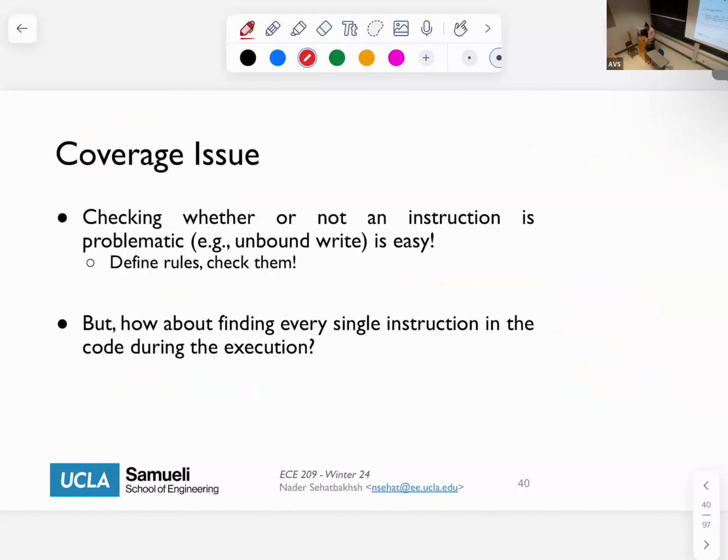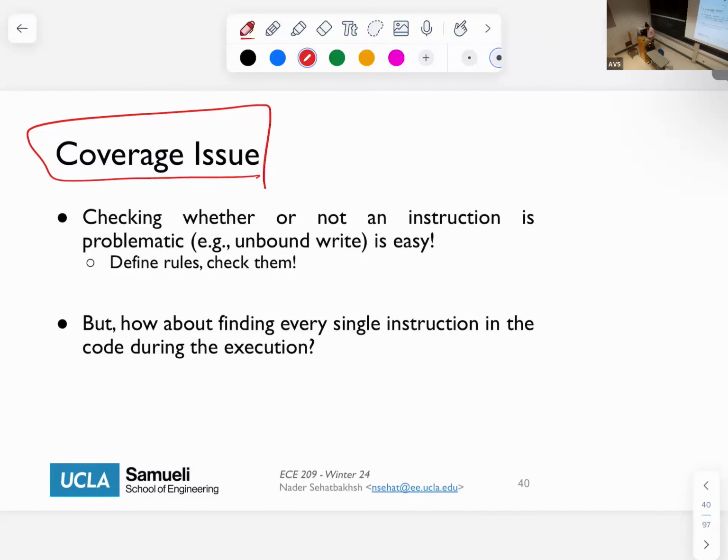This is generally what we call a coverage issue. Checking whether or not a particular instruction is problematic is not that difficult, but checking all the instructions is a very big problem because there are so many different possibilities.